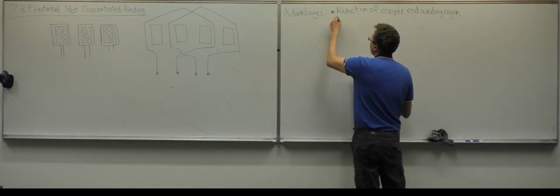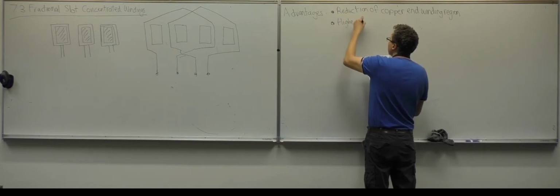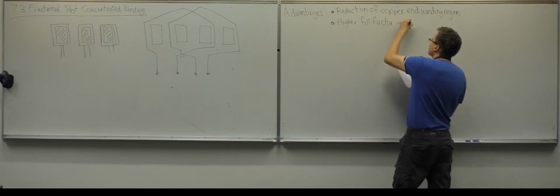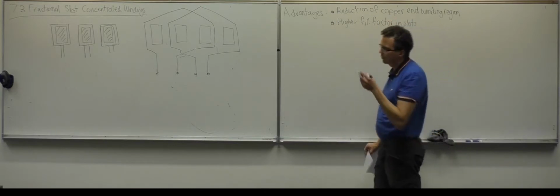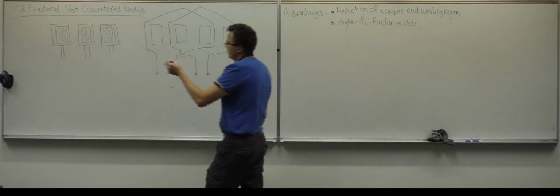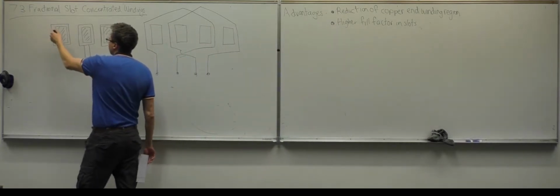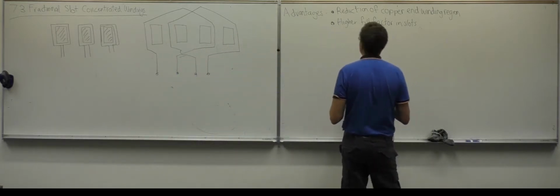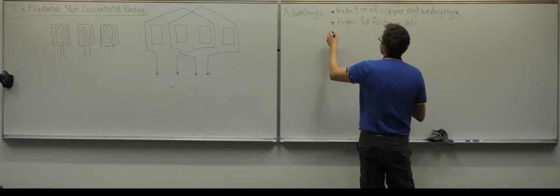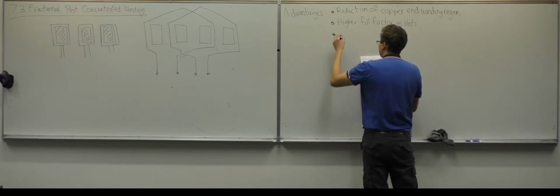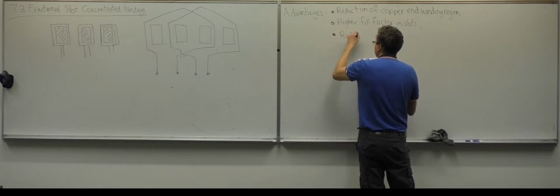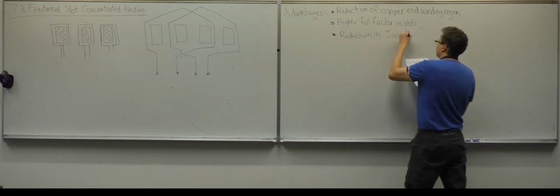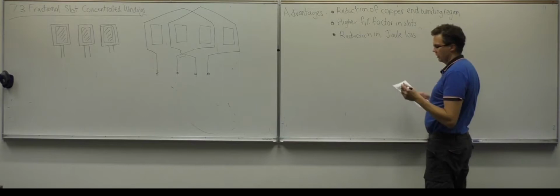You could also have a higher fill factor in slots. Having it concentrated allows you to wrap the winding more closely to the stator tooth. The reduction of the copper end winding region could then result in a reduction in the Joule loss because of the shorter end turns.